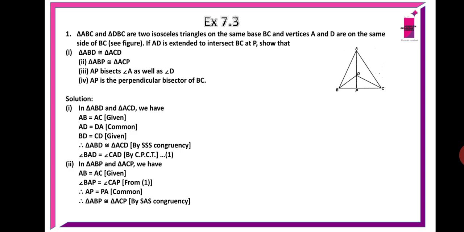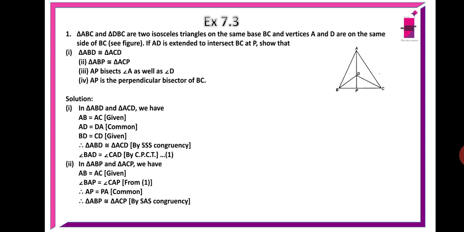It is given that A and D are on the same side of BC. So the figure you can check. When ABC and DBC are two isosceles triangles on base BC, then automatically AB equal to AC and BD equal to CD, because the other two sides will be equal for individual isosceles triangles.